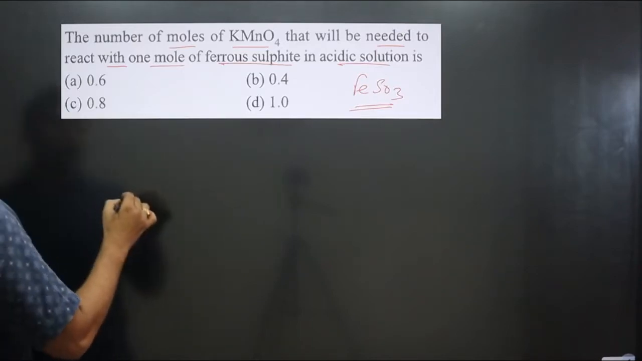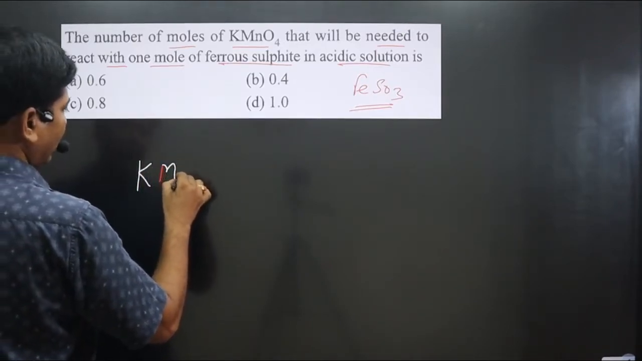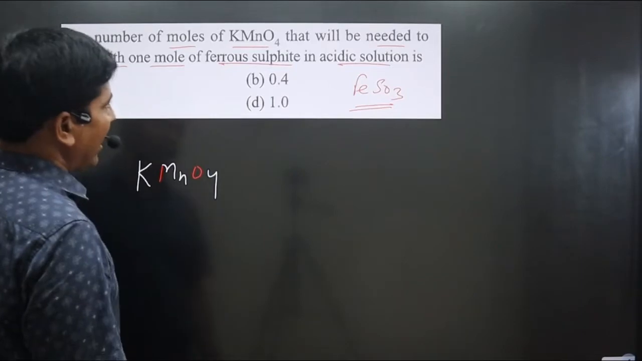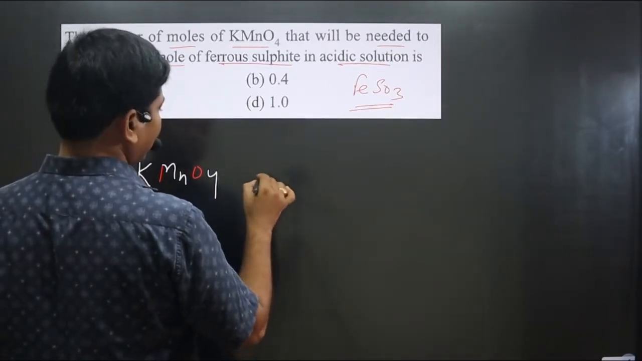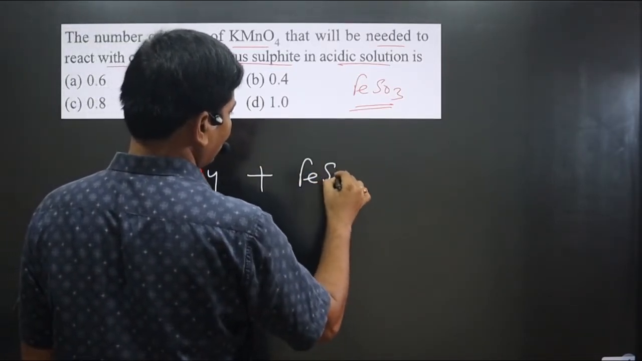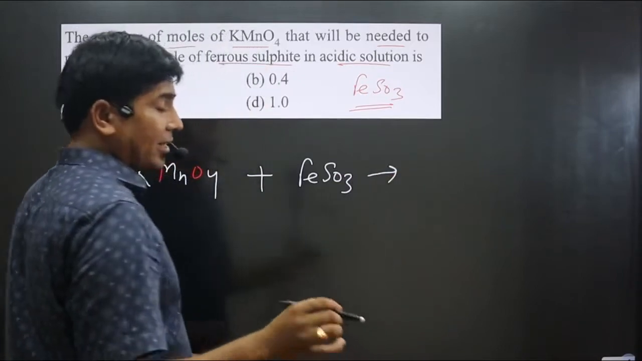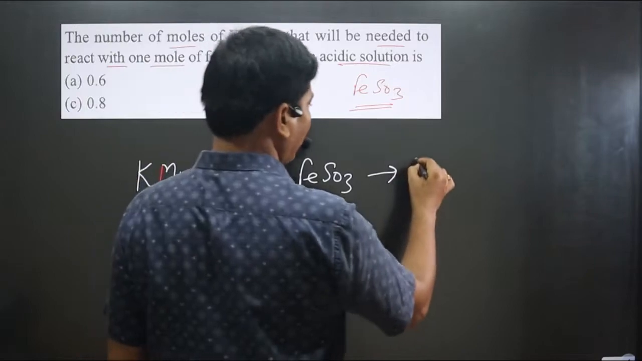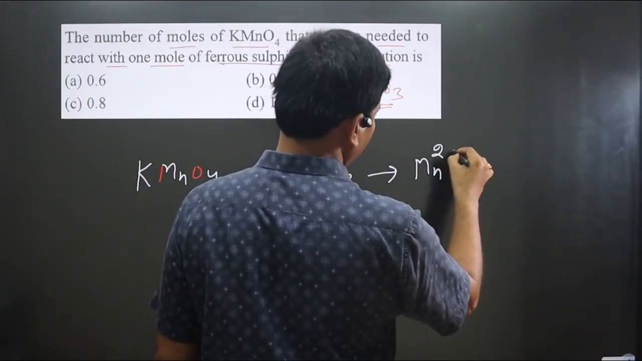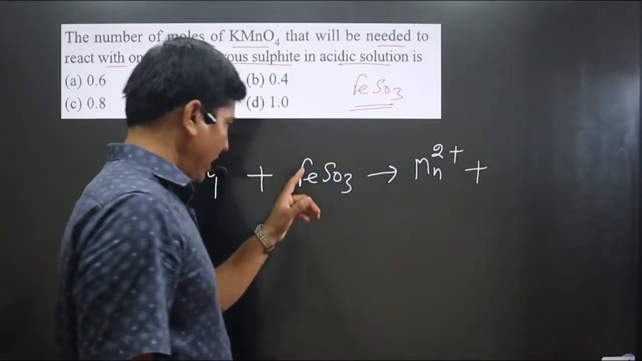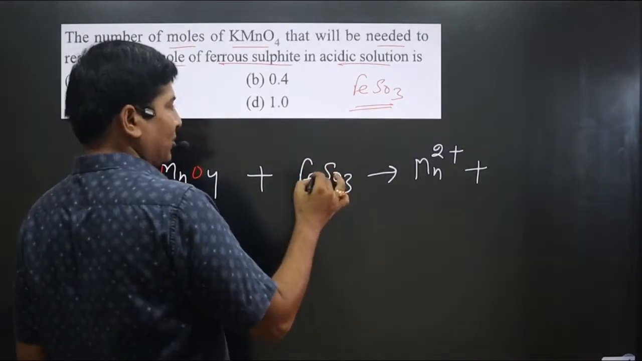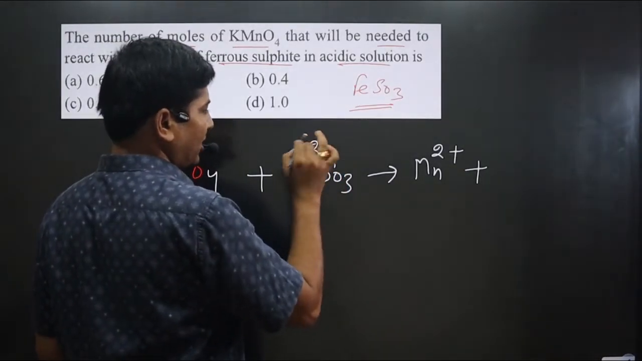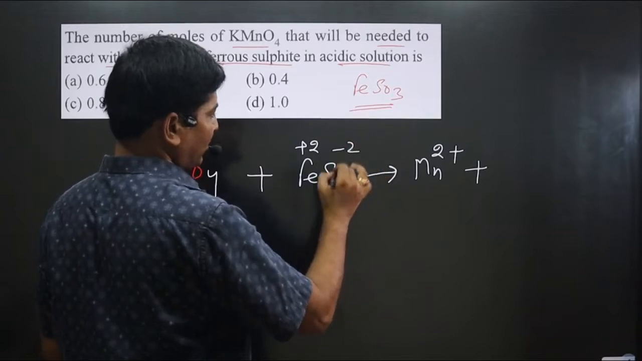We have KMnO4, a strong oxidizing agent, and it is oxidizing FeSO3. Since the reaction is taking place in acidic medium, KMnO4 will always convert into Mn2+. Now pay attention very carefully. If you write the oxidation numbers, Fe is present in +2 and sulfite is present in -2.